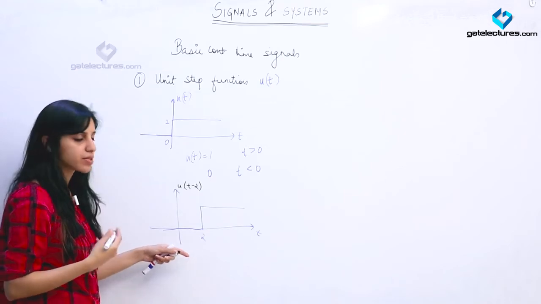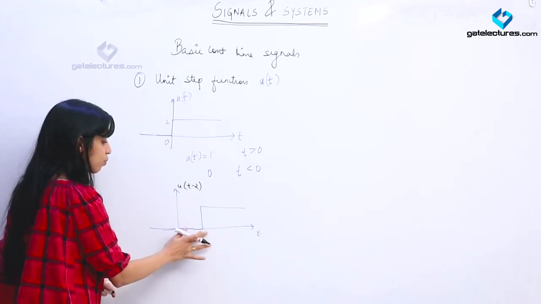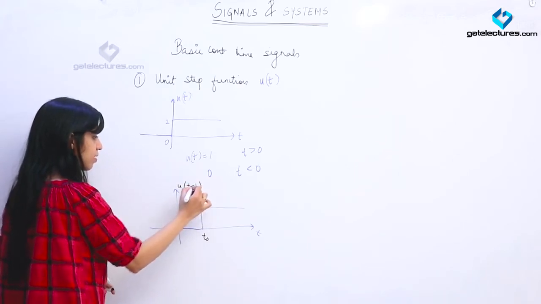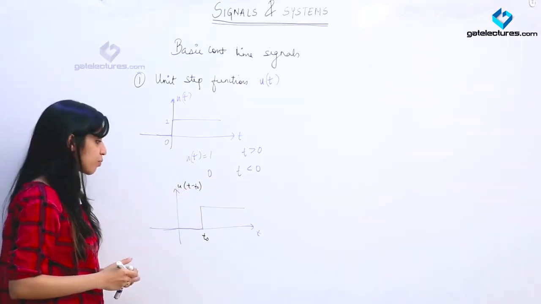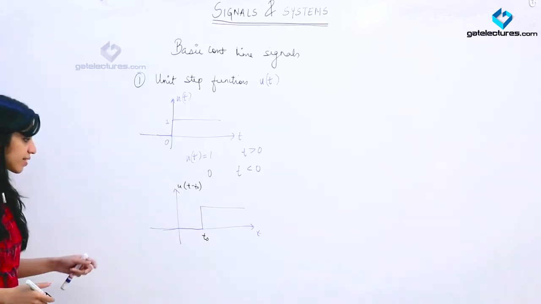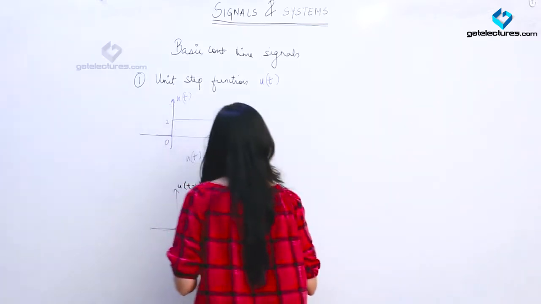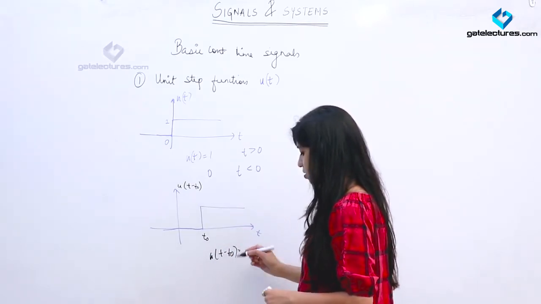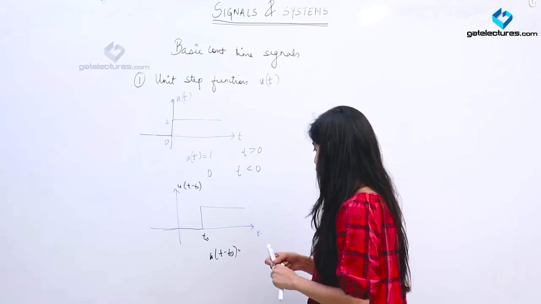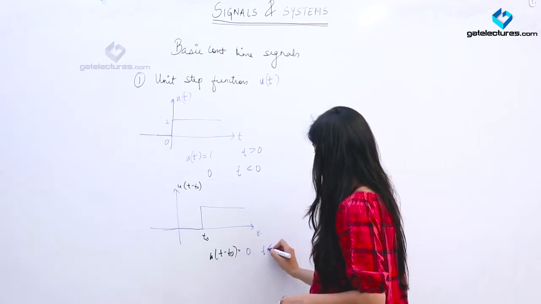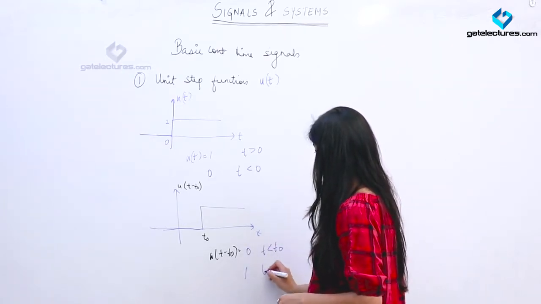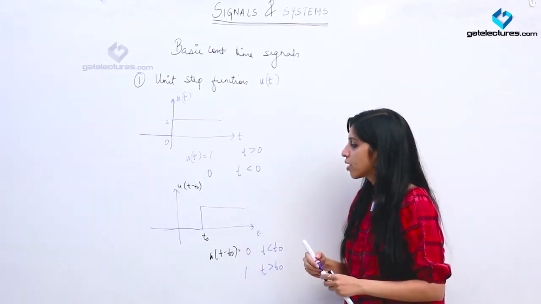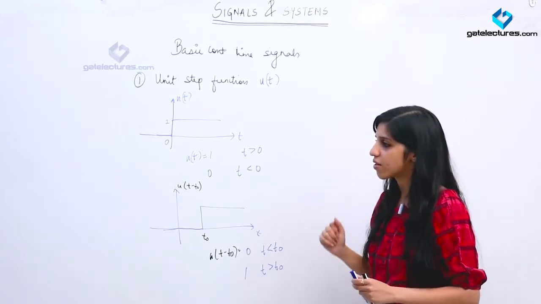So this is how a general function looks. Suppose I want to generalize this with an instant t naught, then this is how u(t minus t naught) is going to look like. This is how I am going to define u(t minus t naught). This is going to be 0 for all the time before t naught and 1 for all the time instants after t is equal to t naught. So this is how we are defining the unit step function.